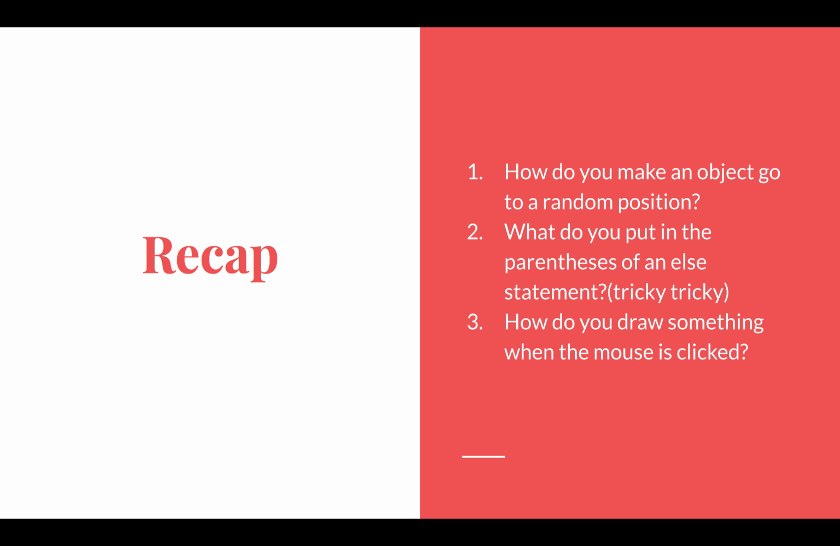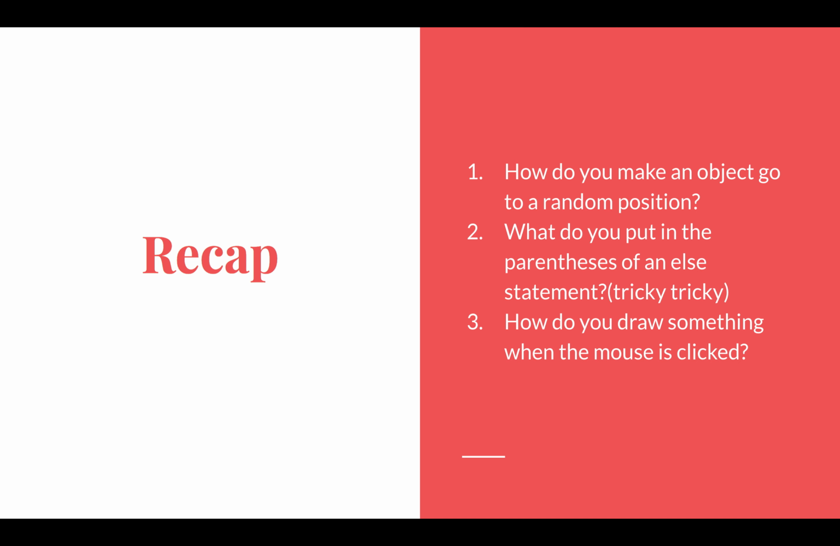So as a recap, I'm going to ask you some more questions. How do you make an object go to a random position? What do you put in the parentheses of an else statement? How do you draw something when the mouse is clicked? So I'll give you the answers in 5 seconds. You can pause the video if you're still answering.